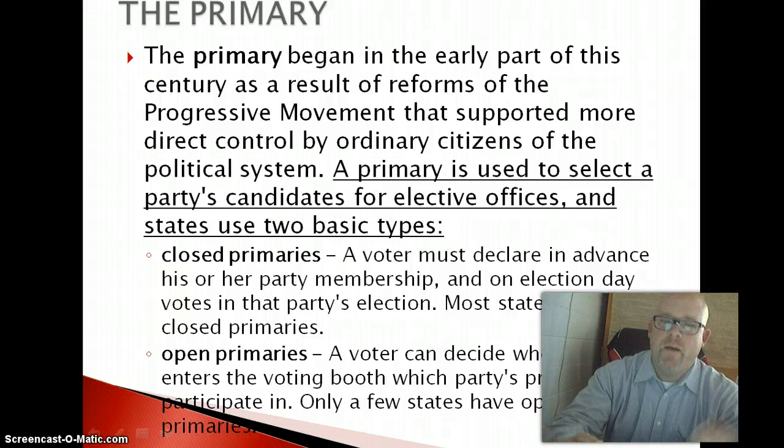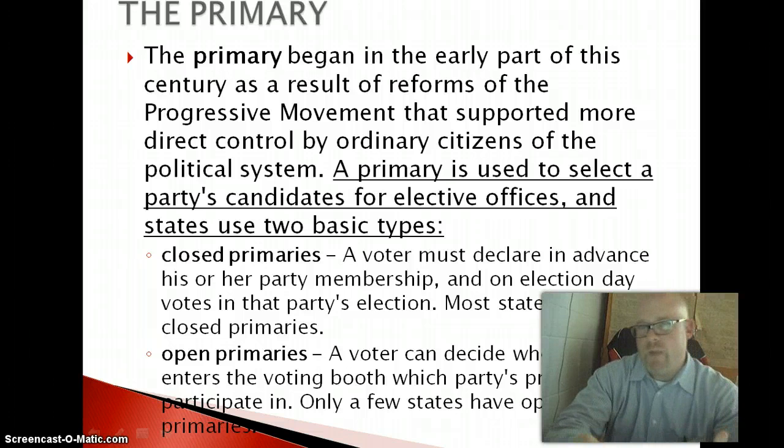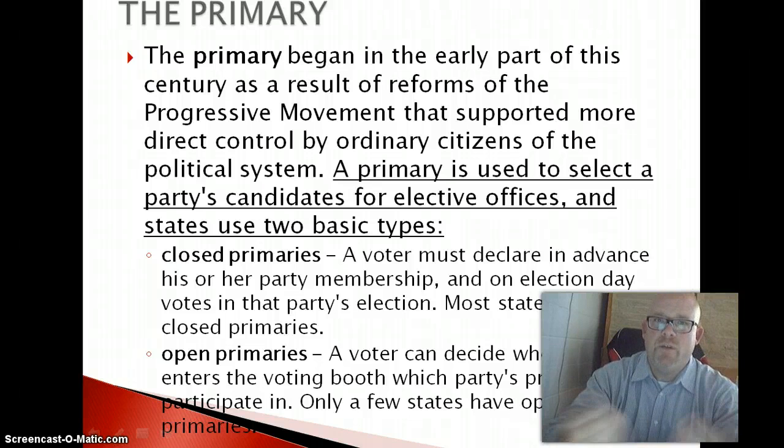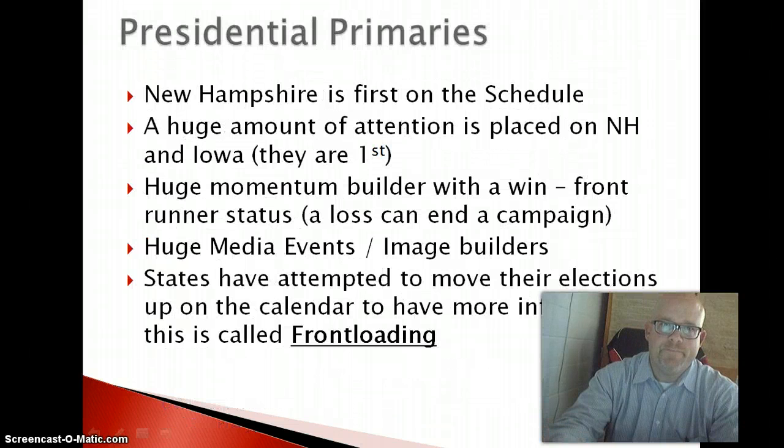Okay, there's two kinds. We have an open and closed primary. We've talked about these a little bit. Closed primaries, if you are a member of a particular party, if you have to register that way, you must vote in that particular primary. And in an open primary, you can go to the polls and you can decide when you're there which election you'd like to vote in. Virginia, for example, is an open primary. Closed primaries are much more common across the United States.